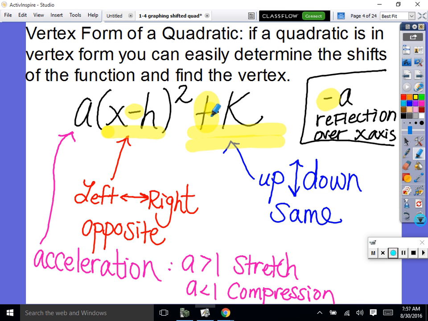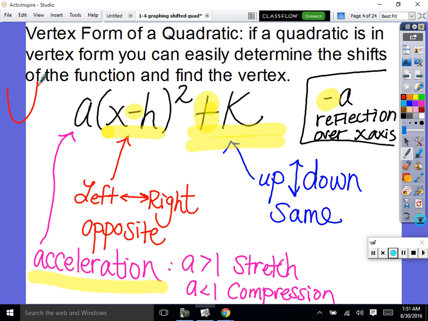Now this next part you've got to look at. This a value that's multiplied to (x minus h), that's the acceleration of the quadratic. If your a value is greater than 1, it's called a stretch. Now think about why that is. I don't want you to have to memorize it, because if you think about why, it's going to make more sense. So if I have a normal sitting quadratic, I'm going to draw this. It looks like this. If this makes sense to you, you're not going to have to memorize anything, which will be really nice.